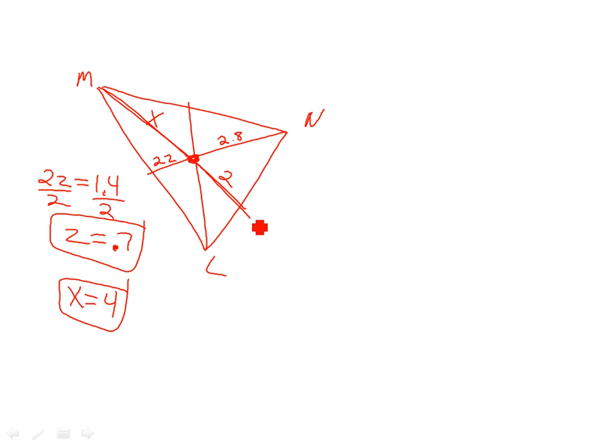Then they tell us this is y plus 1, and this one over here is 3.6. Is y plus 1 going to equal 3.6? No, it equals half of it. Right? What's half of 3.6? 1.8. So y plus 1 should equal 1.8. Make sure you can do that. Lots of different ways you can set this up. Subtract 1. What's y equal? 0.8.